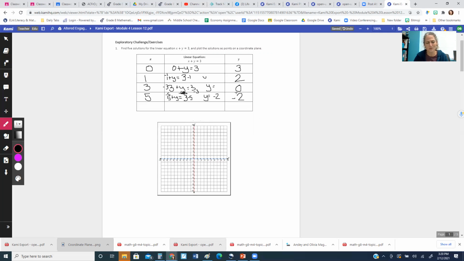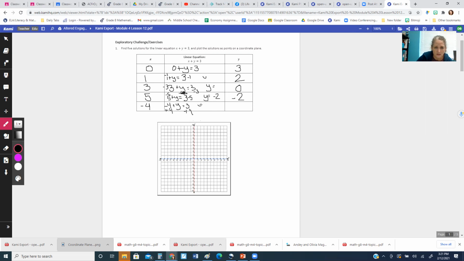Sure, negative numbers are numbers too, and we care about and we love them. Let's pretend, should we make x a negative number? Why not? Let's do it. Let's make x negative 4. Do you need to do negative numbers on your assignments? No, but I'm choosing to do a negative on mine because I want to. So you don't have to. So if x is negative 4 plus y equals 3, I'm going to add 4 to both sides because this is negative, so I have to add.